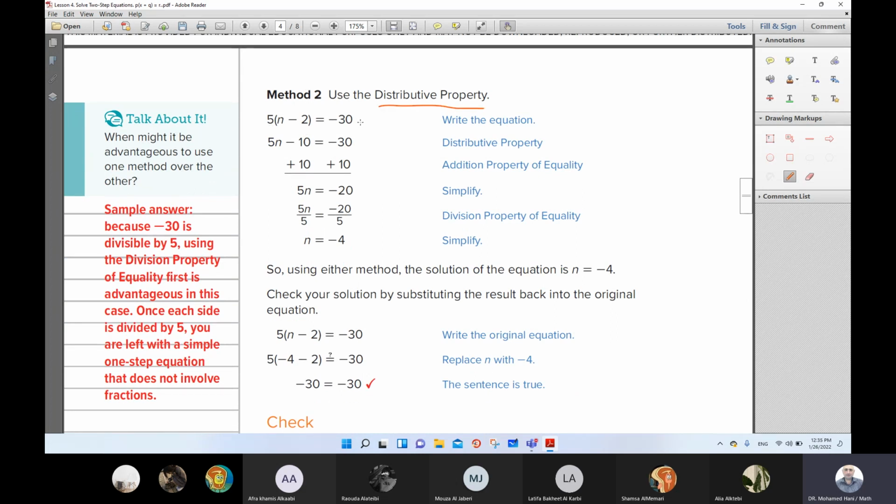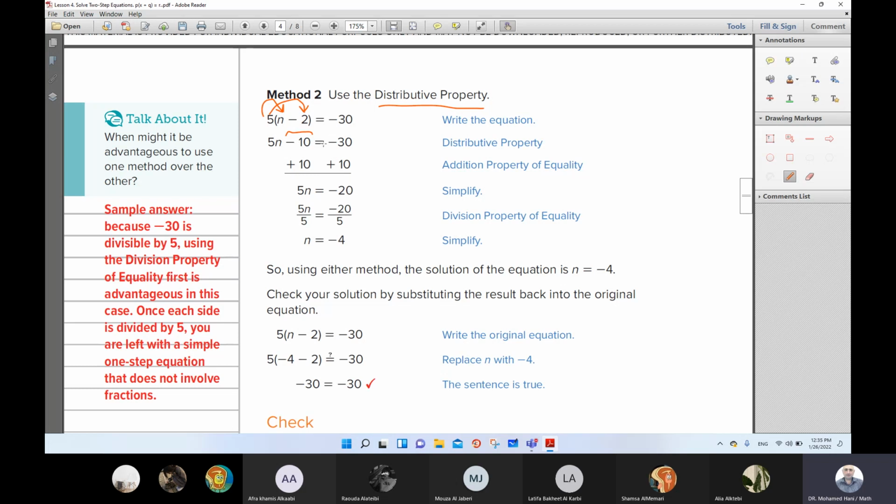Rewrite the same equation, then take 5 multiplied by n. 5 times n will be 5n. Then take 5 multiplied by negative 2. 5 times negative 2 will be negative 30. Then try to remove the constant from this side.